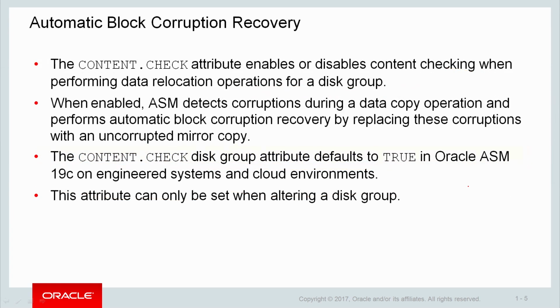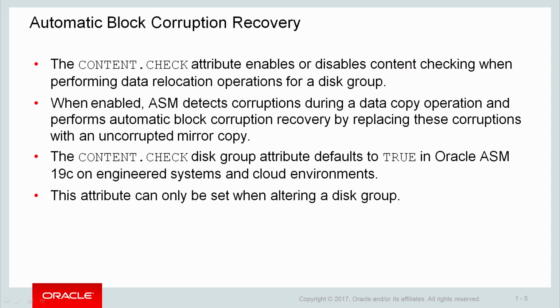Now, automatic block corruption recovery. Now, this is not a new functionality, but what we have changed is the default options on it. If you've got the content check attribute set to enabled, well, if you have the attribute enabled, it disables content checking when performing data relocation operations for a disk group.